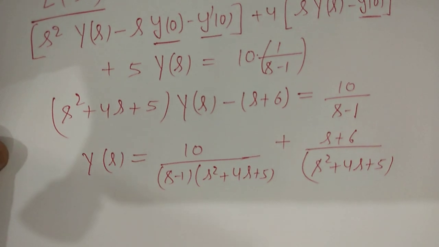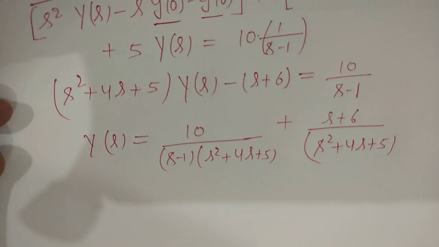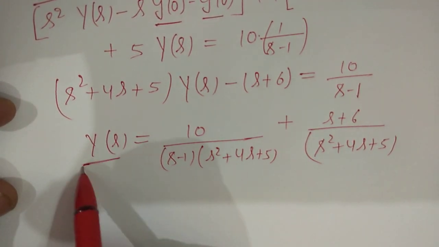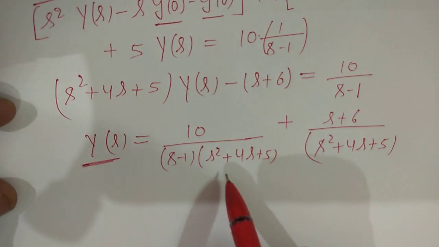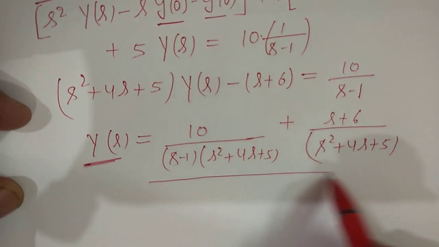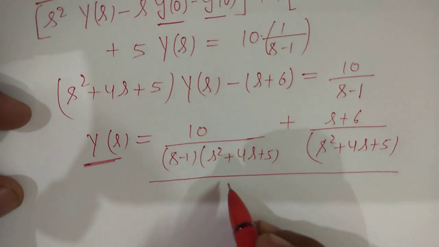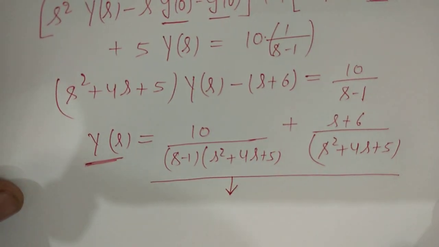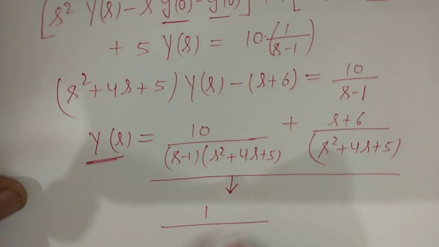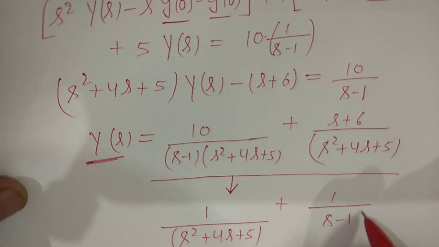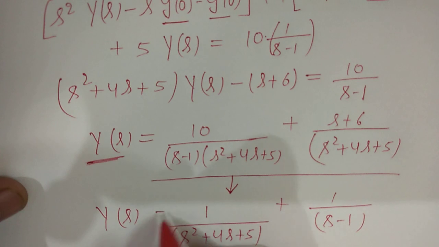Now we need to apply the inverse Laplace transform. On the left-hand side, if you apply the inverse Laplace transform we get y(t), but on this side we need to do partial fractions. We combine these two functions and use partial fractions. So this will be simplified to 1 upon s squared plus 4s plus 5 plus 1 upon s minus 1.